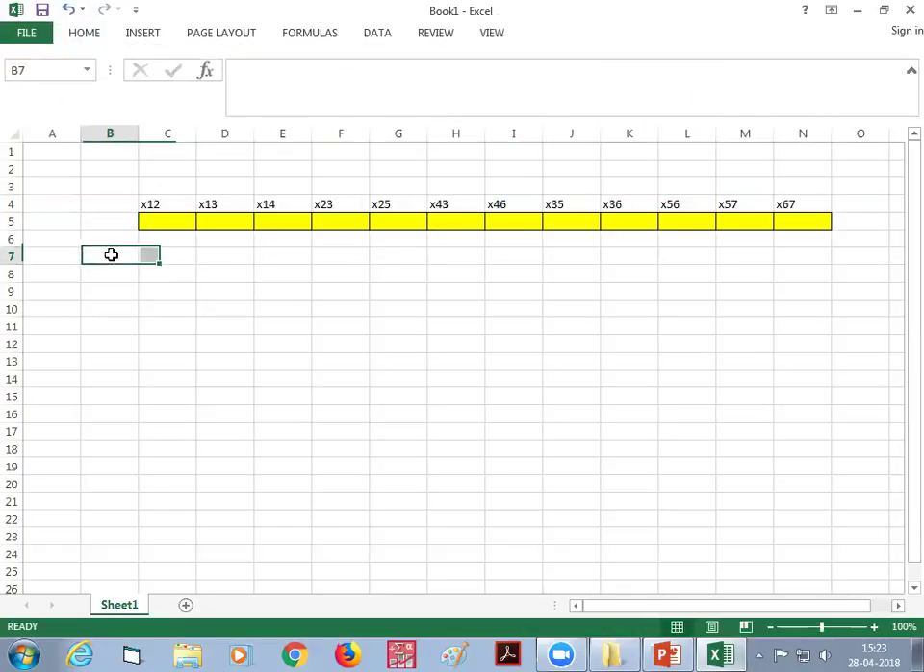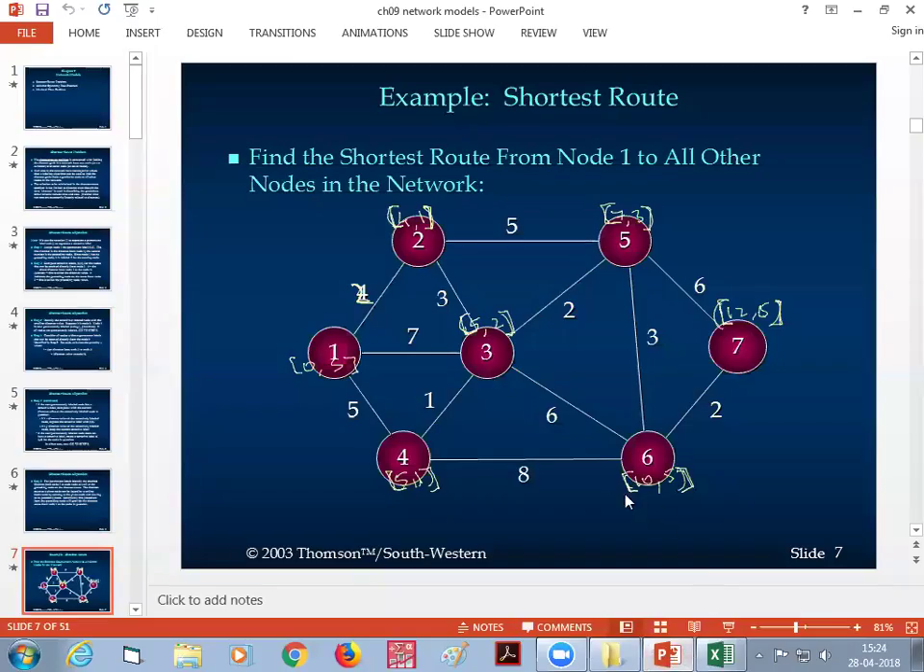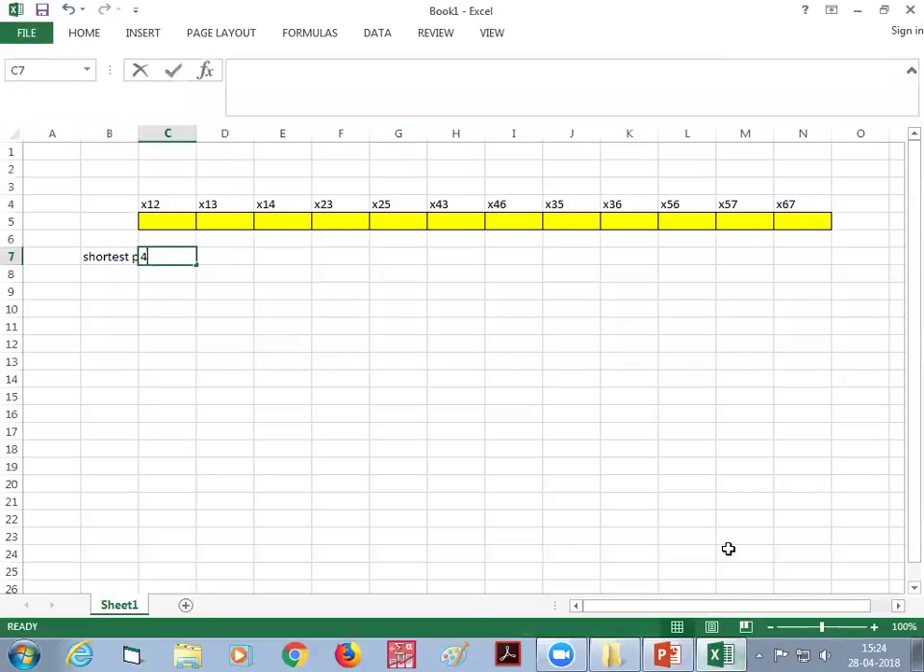And the shortest path, we'll just call it the shortest path. What we'll do is take the coefficients from here. That coefficient is 4, I think. So 4, 7, and 5. Those are the coefficients there.